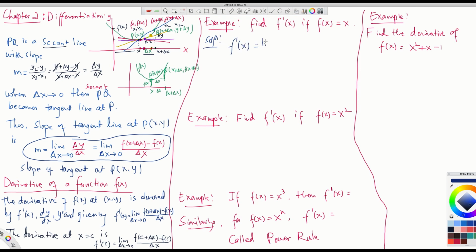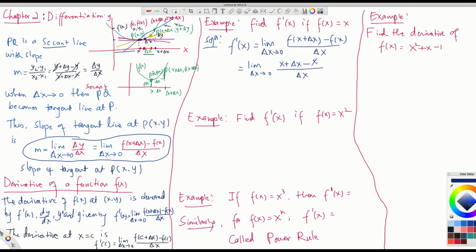The formula is the limit as delta x tends to 0 of f(x plus delta x) minus f(x), divided by delta x. Now tell me, what is f(x plus delta x)? See, f(x) is x, right? So if you want to find f(x plus delta x), then that x will be replaced by x plus delta x. That will give you, let me write down, the limit as delta x tends to 0 of x plus delta x minus f(x), which is basically x, divided by delta x.